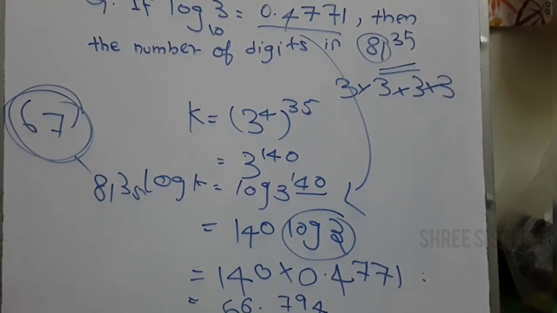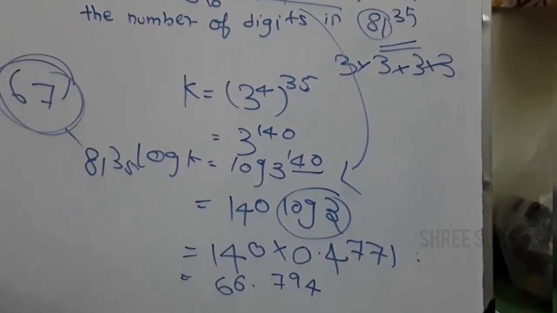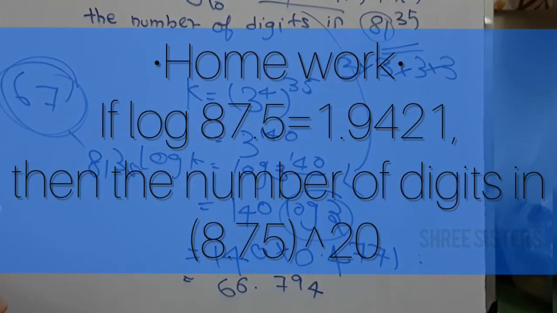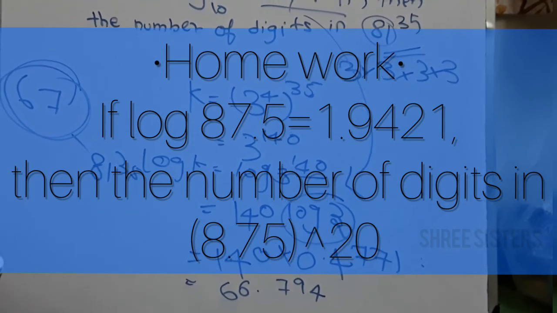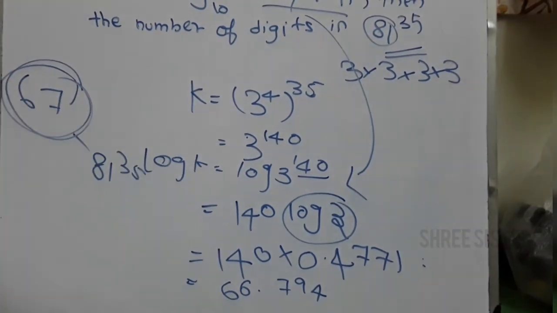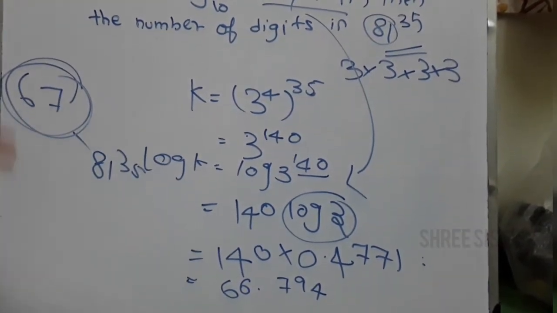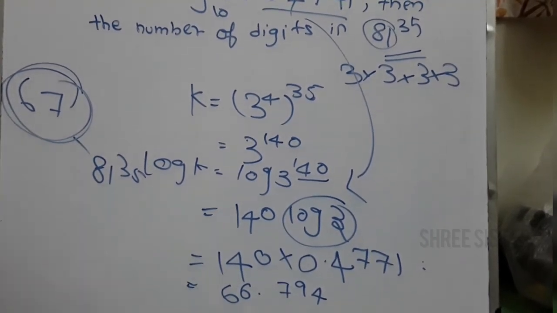So now I'm going to give you a homework sum for you to do, and that sum is: if log 87.5 equals 1.9421, then find the number of digits in 8.75 to the whole power 20. The process is the same. The question might seem a bit tough, but you have to try it on your own. Please try it on your own and let me know your answer in the comments.